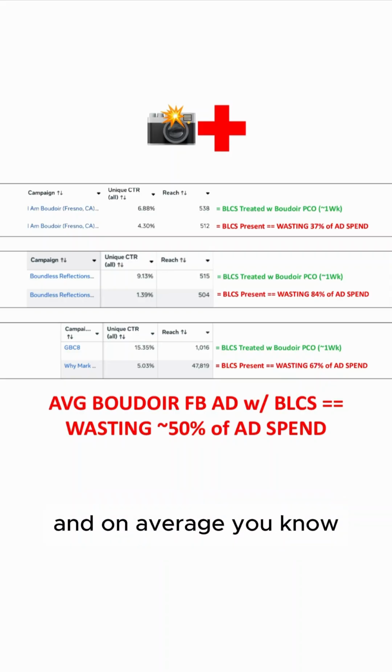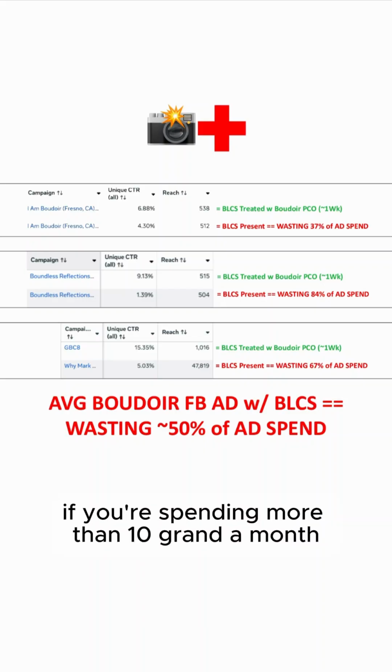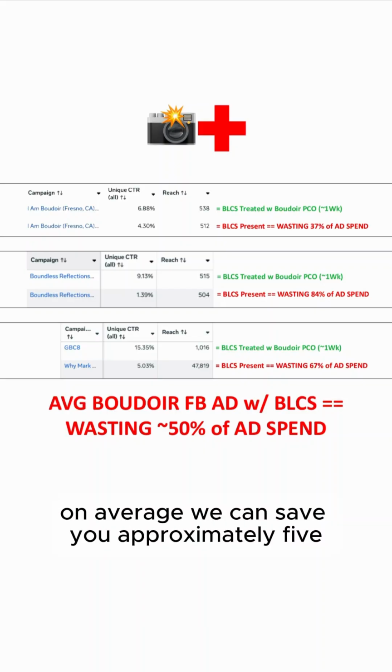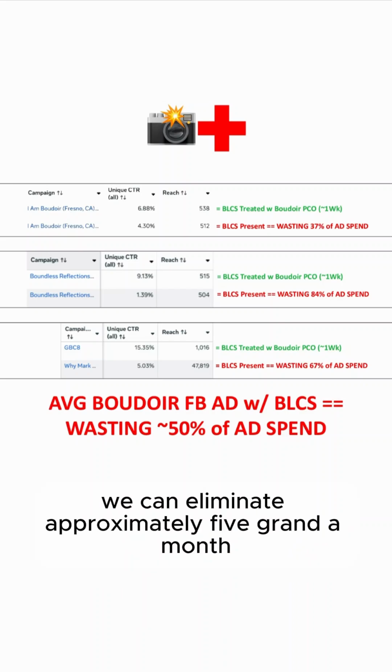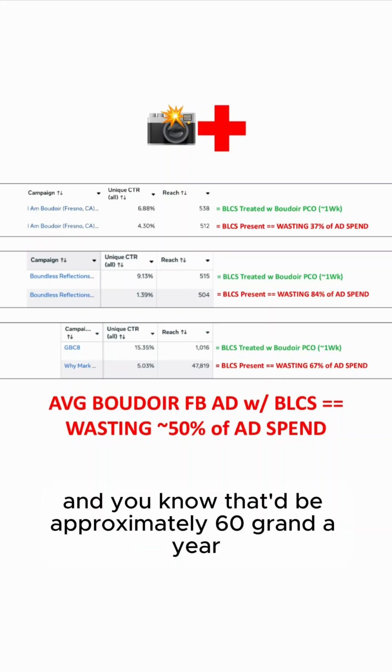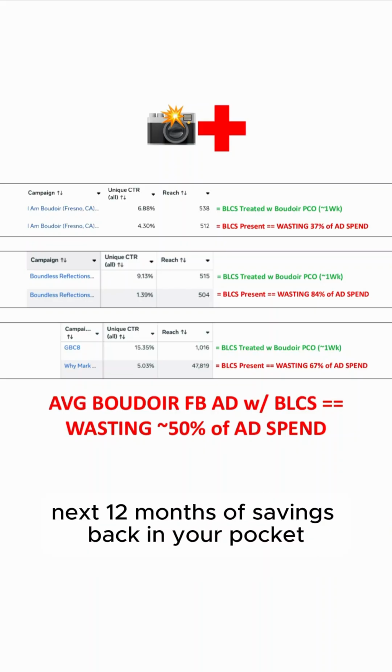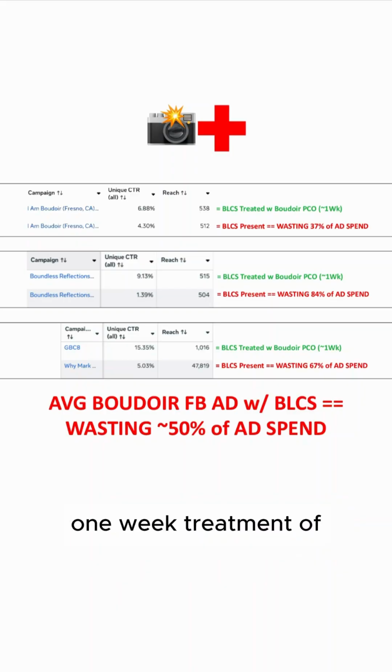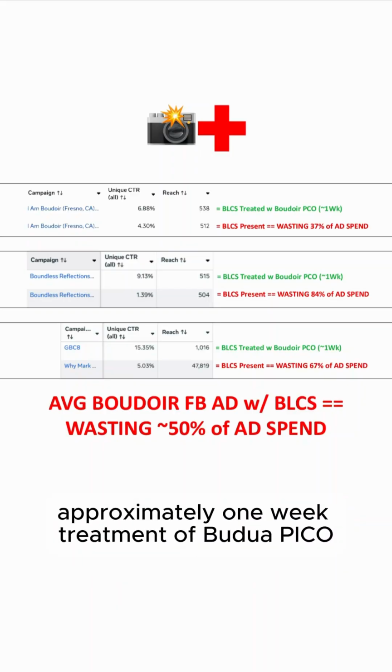And on average, if you're spending more than 10 grand a month, we can eliminate approximately 5 grand a month in wasted boudoir Facebook ad spend. That'd be approximately 60 grand a year in the next 12 months of savings back in your pocket for simply approximately 1 week treatment of Boudoir Pico.